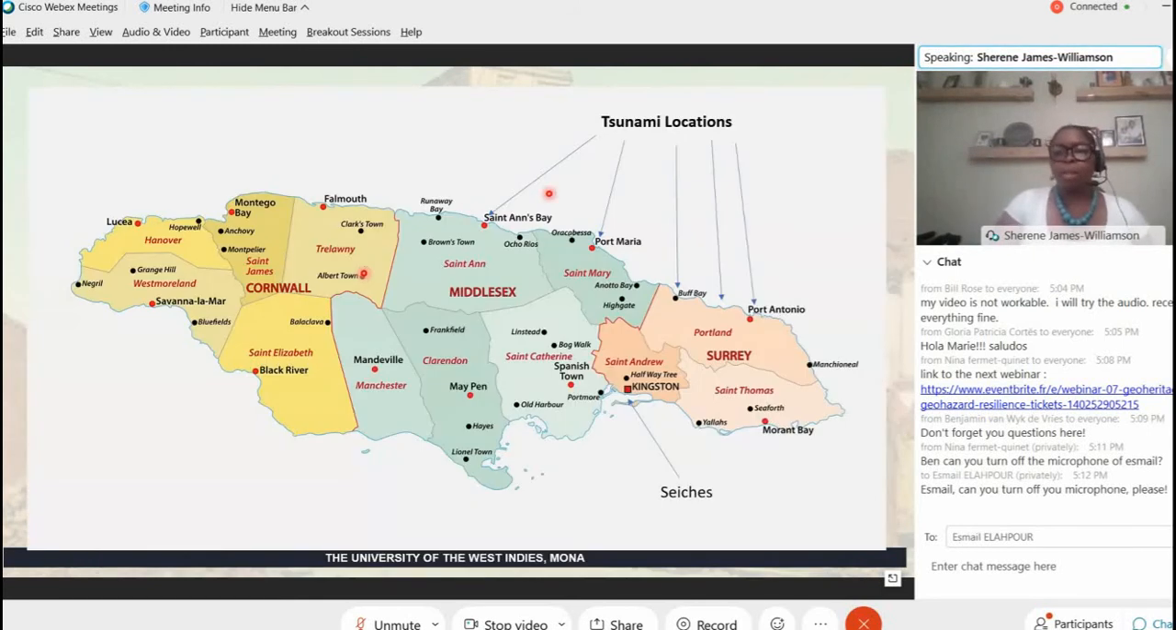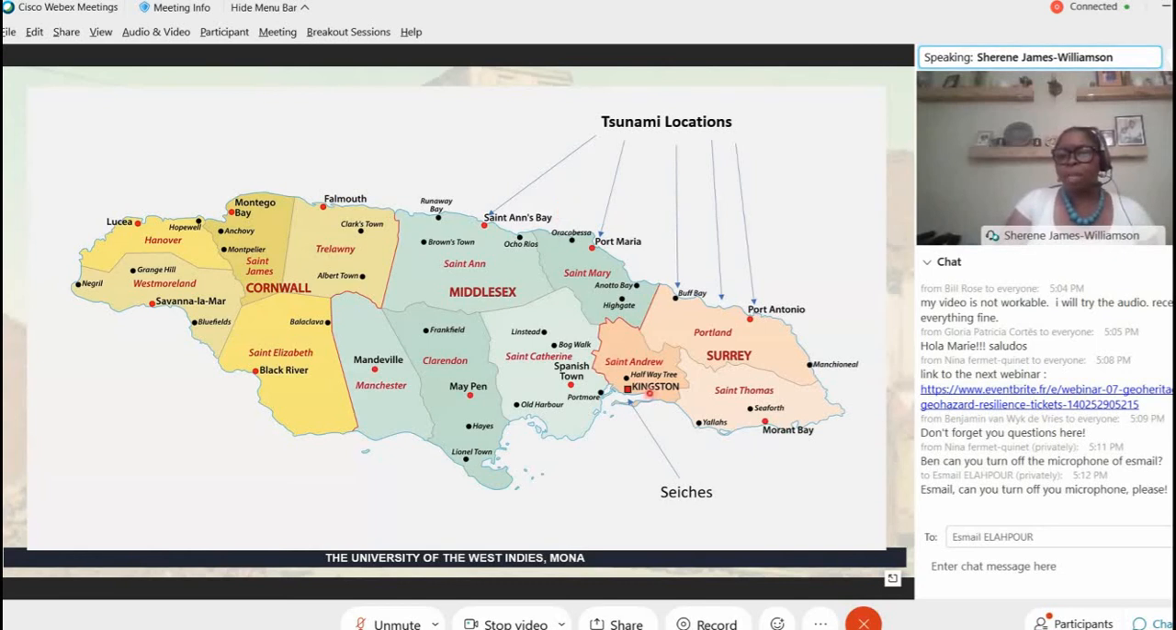Here, I wanted to point out that there was in fact a tsunami. The tsunami locations were St. Anne's Bay in the north, Port Maria, Annotto Bay, Buff Bay, Hope Bay, and Port Antonio. It was suggested that there was actually a change in height of about 3 meters in these locations. The water actually receded that much before you had the run-up of the actual tsunami.